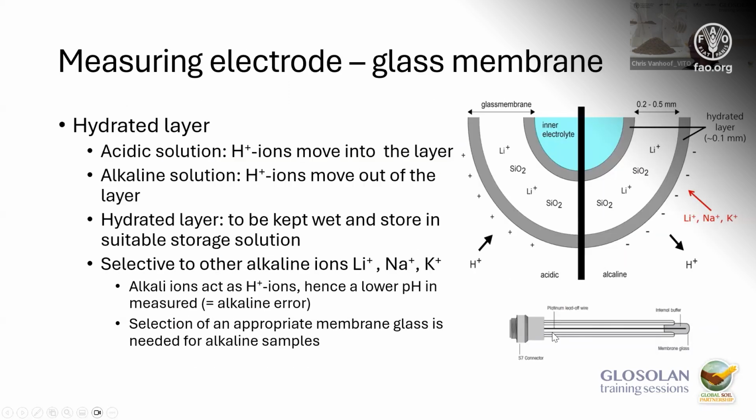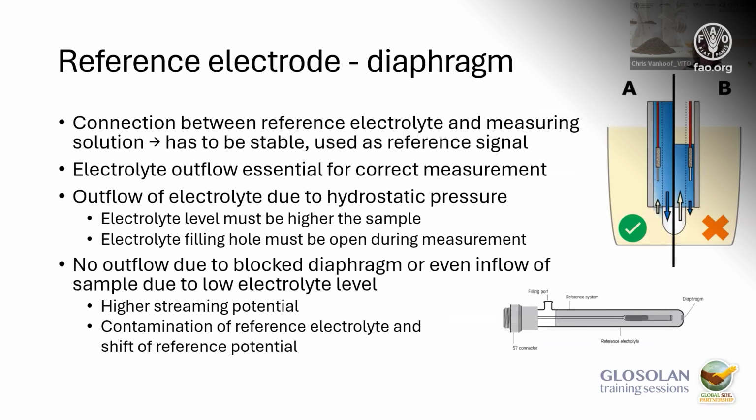Over here, you see an electrode, the basic electrode with the membrane glass, which contains the internal buffer and the platinum lead wire. But it's for a single application, it's not a combined electrode. Then besides the measurement electrode, you have the reference electrode. And in the reference electrode below, you have a diaphragm, or a junction as they call it. And that's the connection between the reference electrolyte and the measuring solution. And this has to be stable because it's used as a reference signal to measure the pH value.